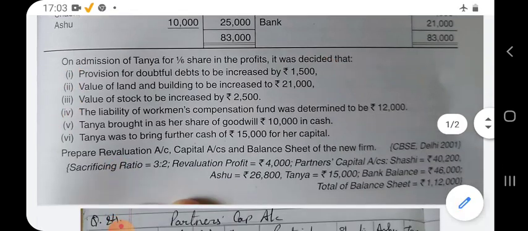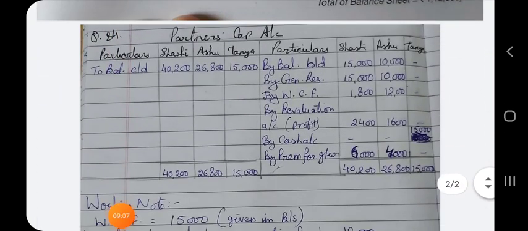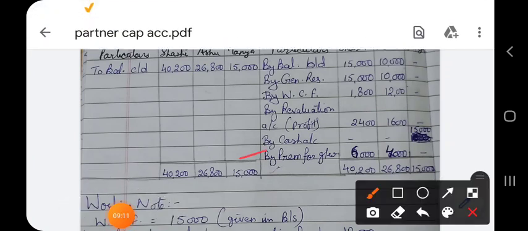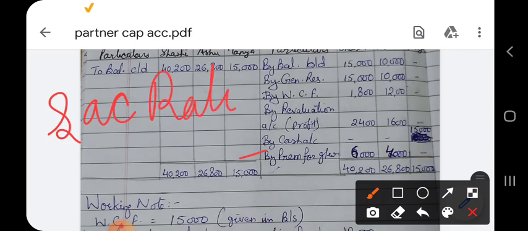So this goodwill is going to be distributed among partners, again in which ratio? In the sacrificing ratio. Remember, goodwill is distributed among partners in the sacrificing ratio. So what is the sacrificing ratio? It is old minus new.